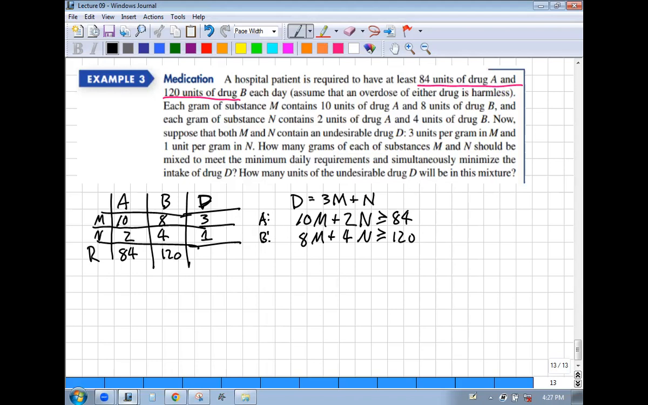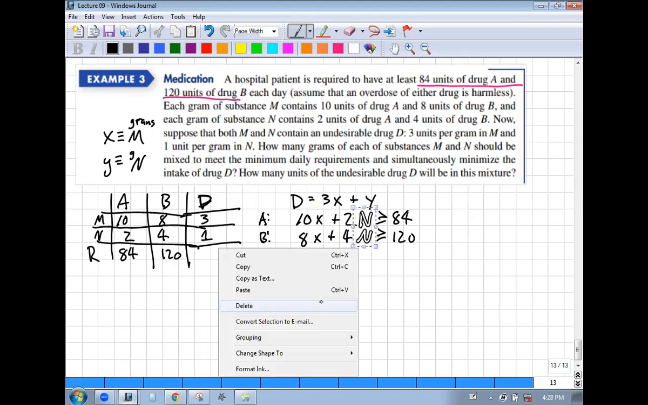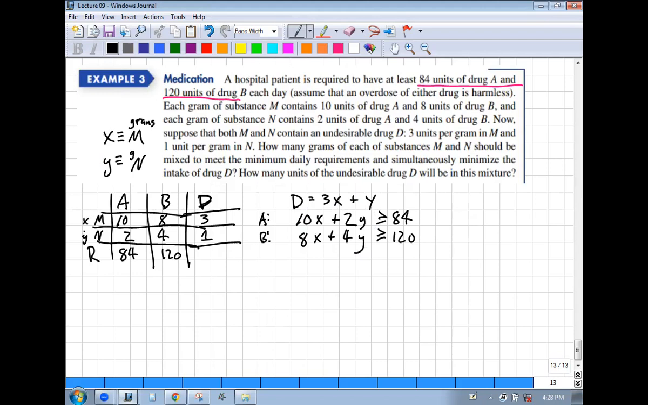And M and N are substances, right? So you can see how easily that could get totally confused. We have M's, A's, B's, D's, and so on. So just picking out the variables, in the book they use X and Y. We could call these X and Y if you want. We could say X is grams of M, and Y is grams of N. We could call this X and that Y. These are X's, these are Y's. Those are the same thing. So that's how we're defining our units. So we just need to graph these and minimize that.